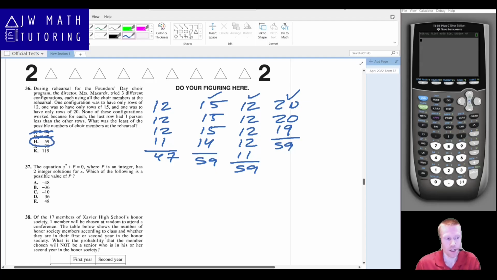That's the correct answer. And another way you could think about this problem is it's basically asking for the smallest multiple of all of the numbers, meaning the 12, the 15, and the 20, and then go one less than that. So in other words, if you asked for the least common multiple of 12, 15, and 20, that would turn out to be 60, and then you just go one less than that because the last row had one less person, and that's another way to get 59, or another way to think about it.